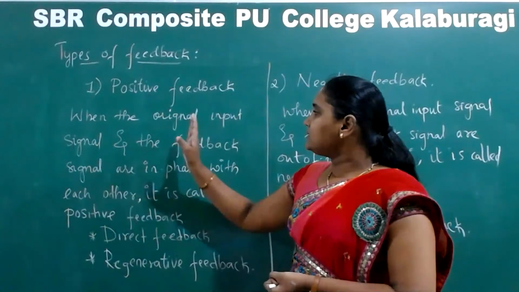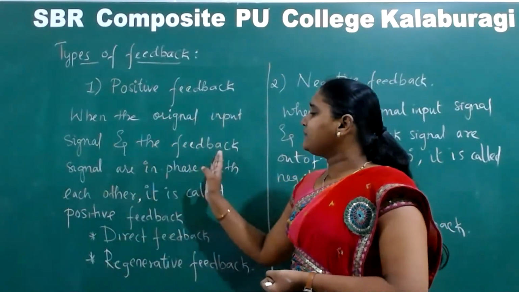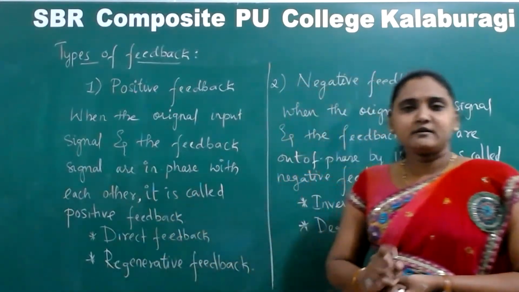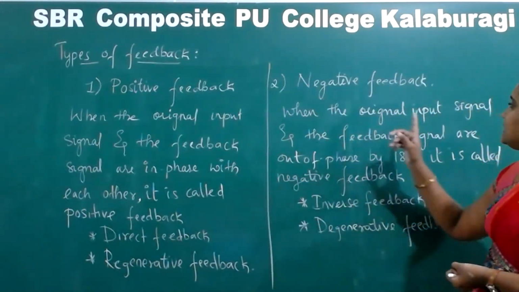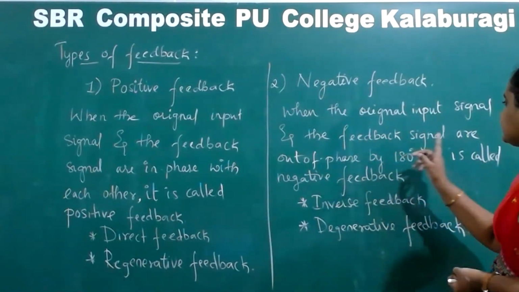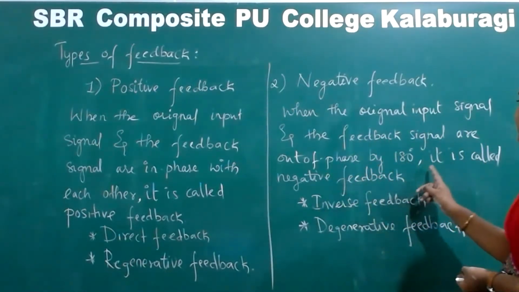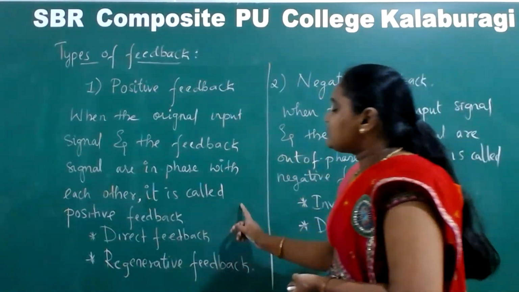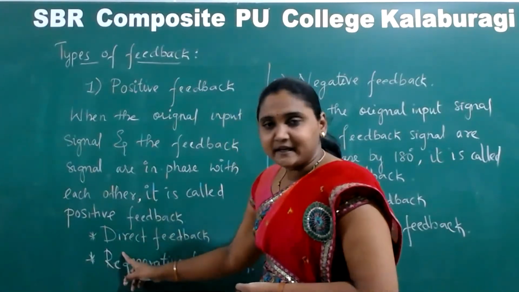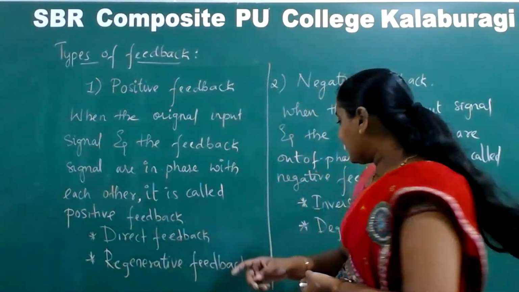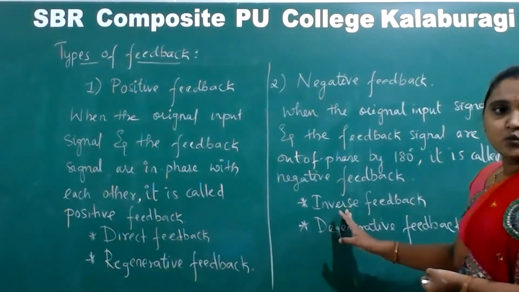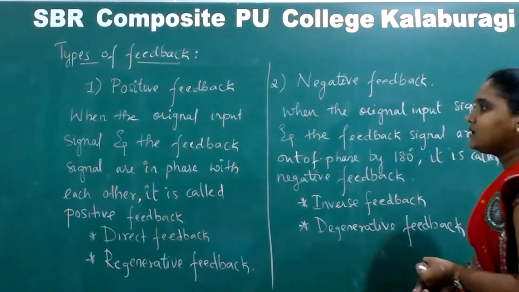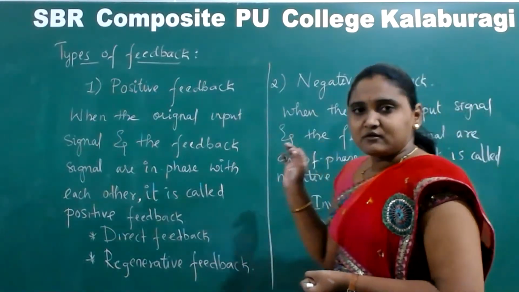When the original input signal and the feedback signal are in phase with each other, it is called what? Positive feedback. Whereas when the original input signal and the feedback signal are out of phase by 180 degrees, it is called negative feedback. Positive feedback is also termed direct feedback and regenerative feedback, whereas negative feedback is termed inverse feedback or what? Degenerative feedback, right? So these are the two types of feedbacks.